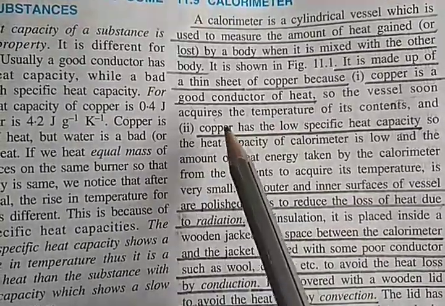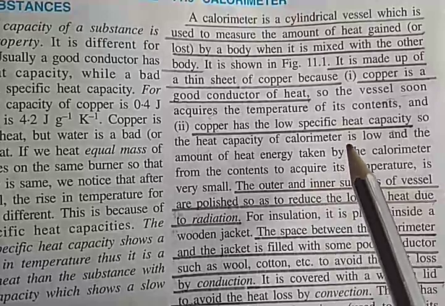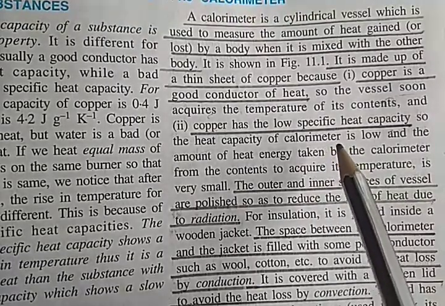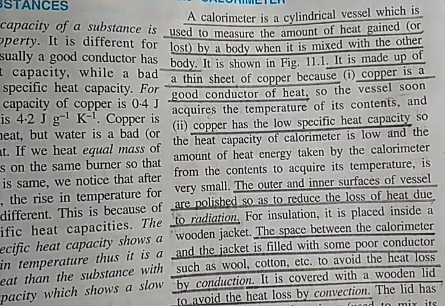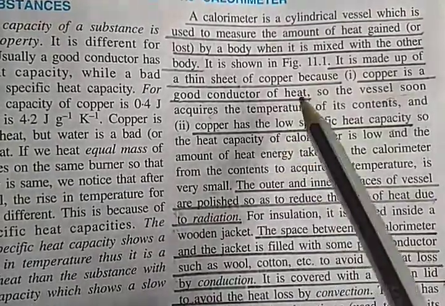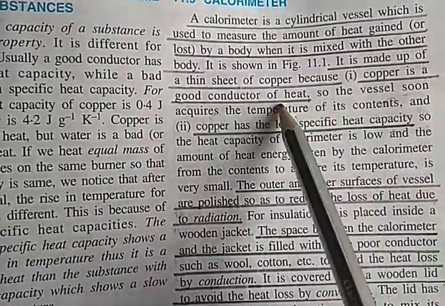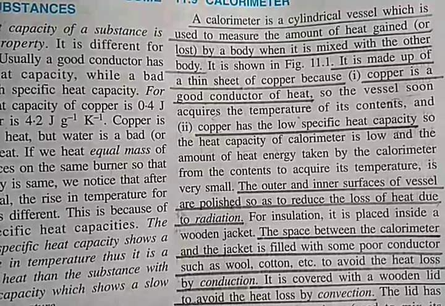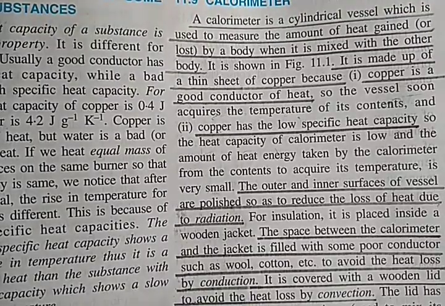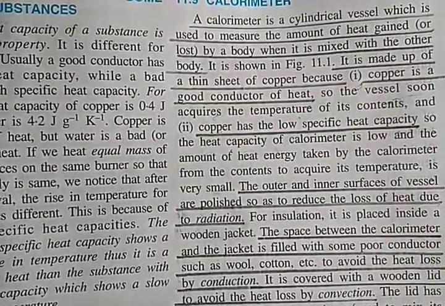The other reason is that copper has low specific heat capacity, so by gaining a very small amount of heat, it readily acquires the temperature of its contents. These two are basically one and the same reason, because any good conductor of heat will have low specific heat capacity, remember. So if you are asked why we choose copper to make up a calorimeter, you have to give these two reasons. That will fetch you 2 marks, remember.